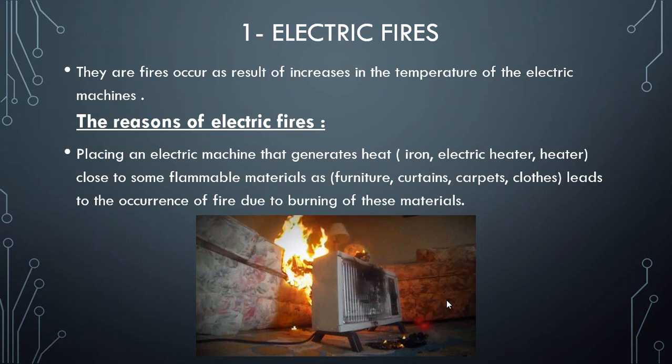The reasons for electric fires are three. First of all, placing an electric machine that generates heat, like an iron or electric heater, close to some flammable materials. Flammable materials like what? Like furniture, curtains, carpets, clothes. And this leads to the occurrence of fire due to the burning of these materials.